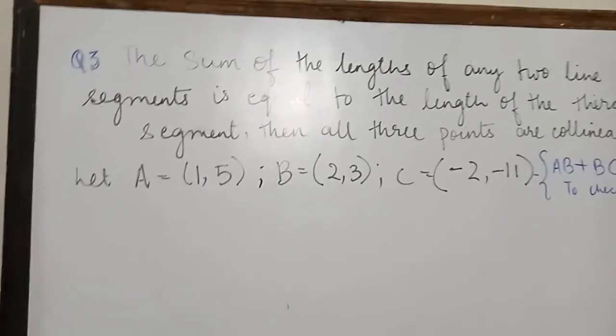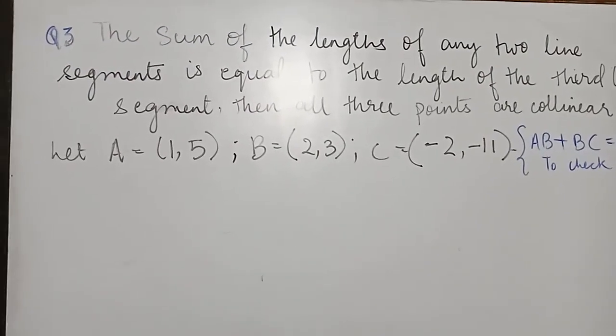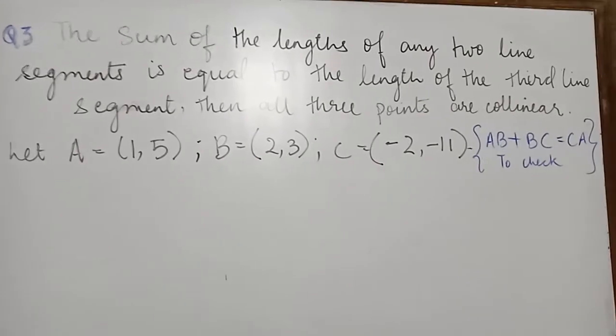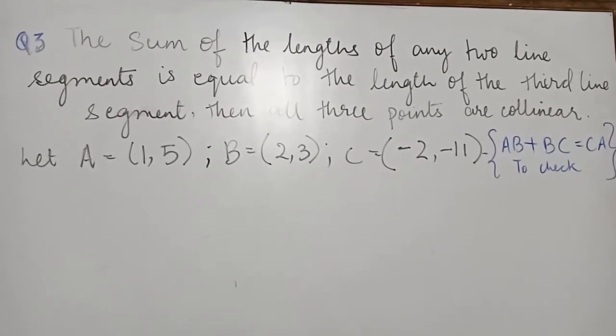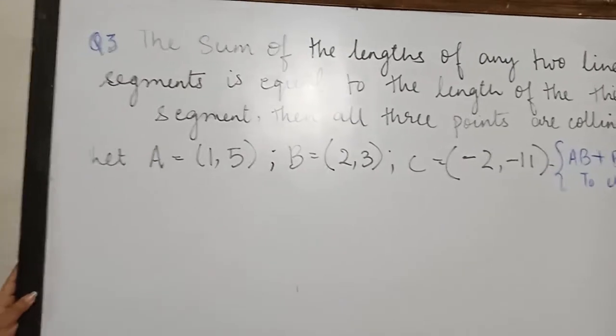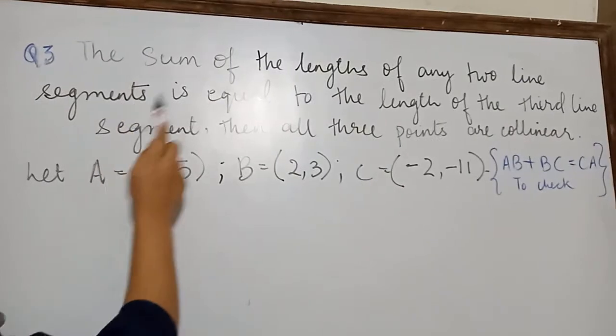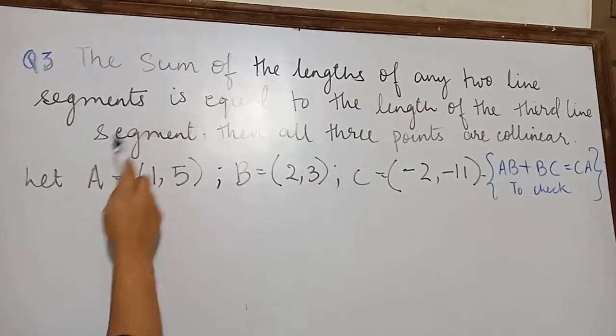Question number 3. Determine if the points 1, 5, 2, 3 and minus 2, minus 11 are collinear. Now children, over here, what is the criteria that the points are collinear? The sum of the lengths of any two line segments is equal to the length of the third line segment.